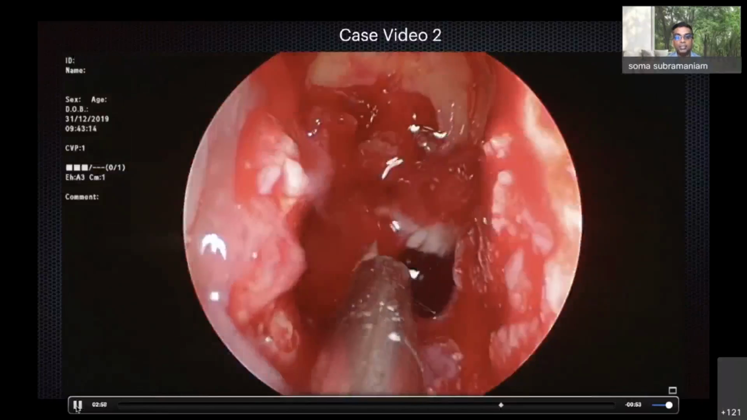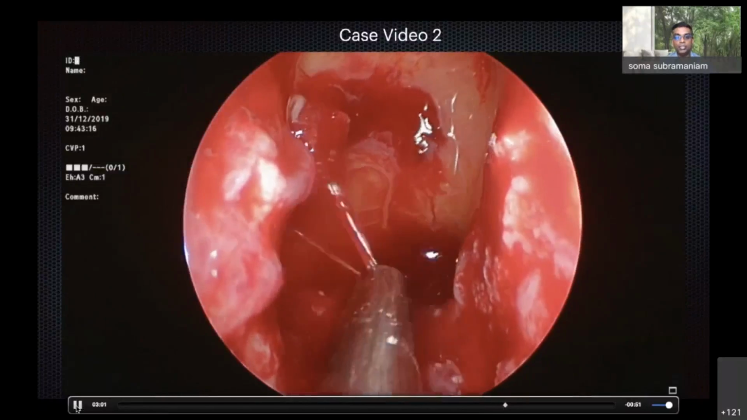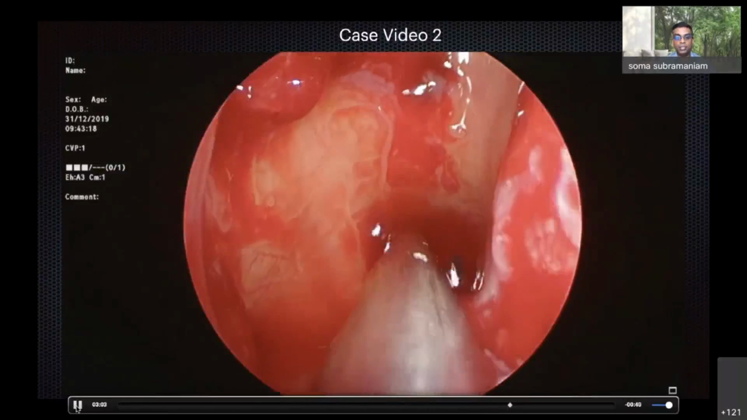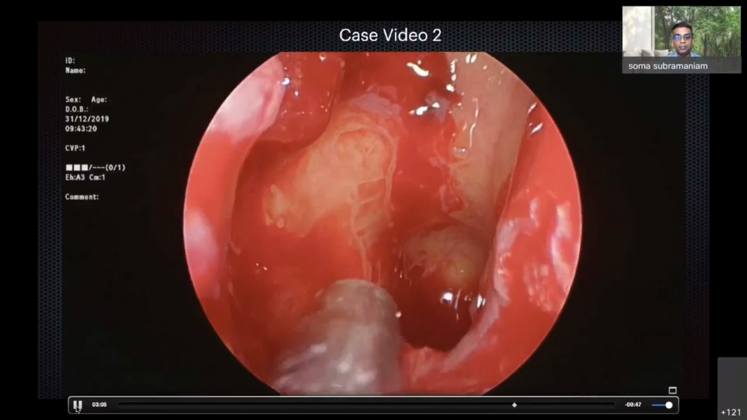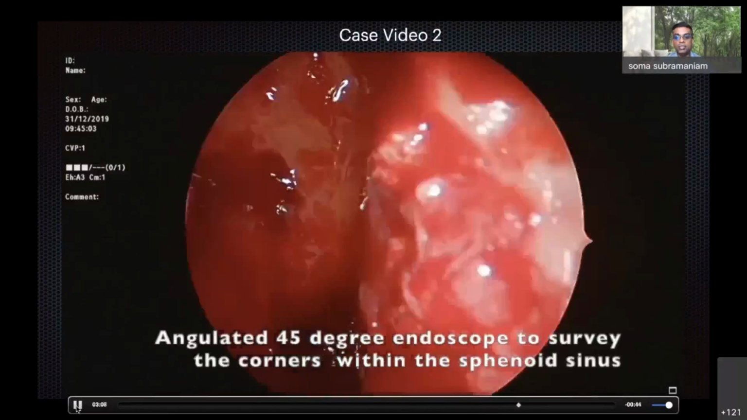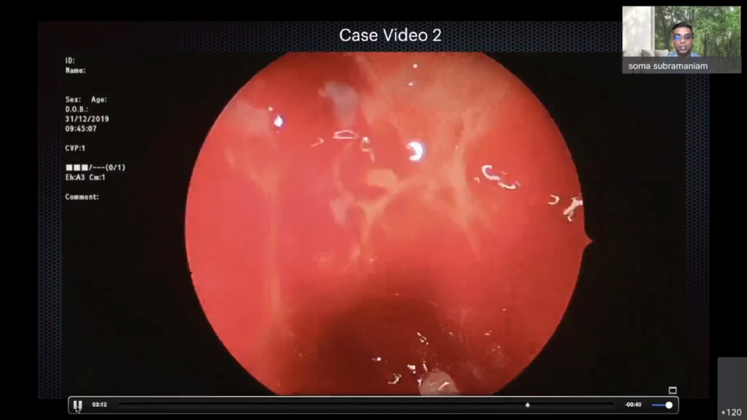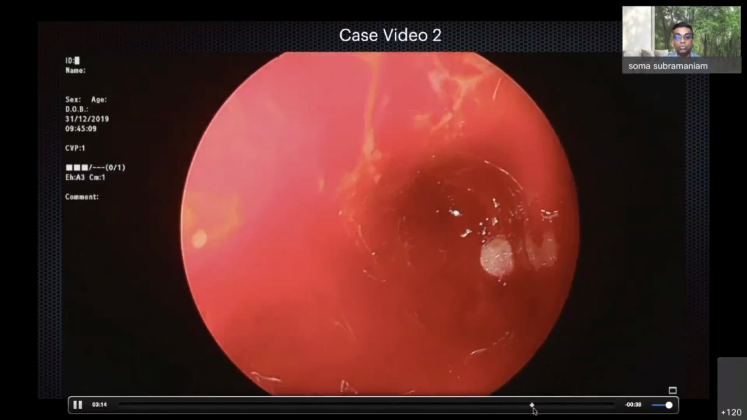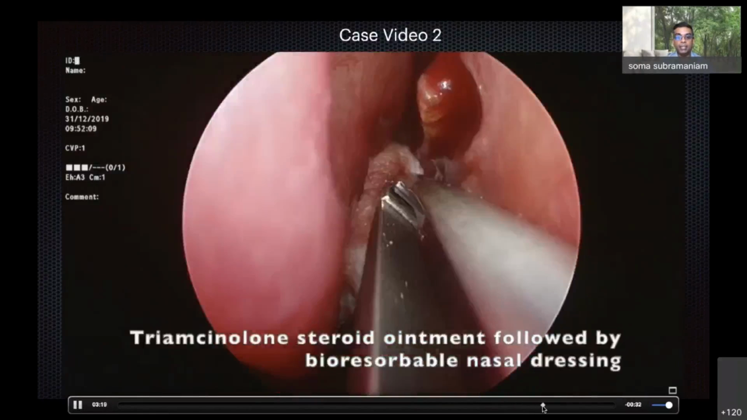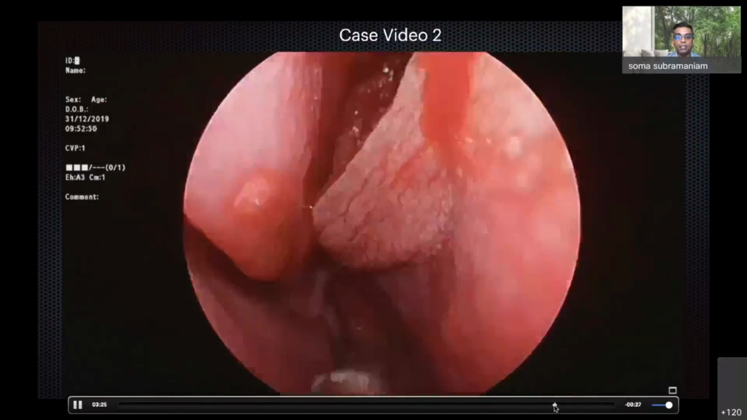So you can see that once you've done a very wide opening, you can clear the sphenoid sinus very quickly without any problems. You don't have to spend a lot of time. So this is just using an angled endoscope to look up and down to make sure that all the fungal disease has been removed. Then I just put some packing material in there.